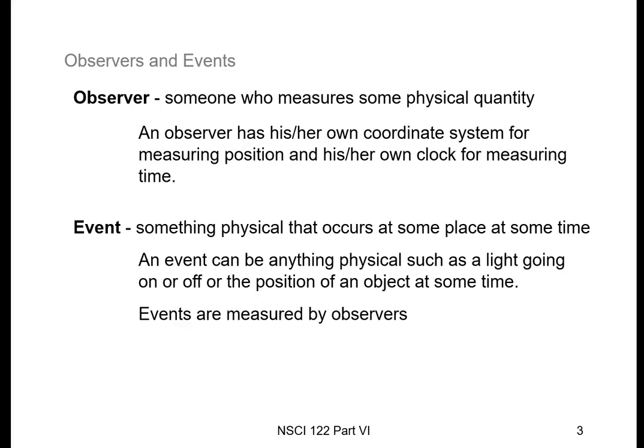An event is just something physical that occurs at some position at some time. So it could be anything. As I say here, it could be a light going on or a light going off. Or it could just be there's an object at some point and you measure that position in time, because yes, the object was there at that position and at that time. So events are measured by observers. That's the jargon that tends to get used in relativity theories.